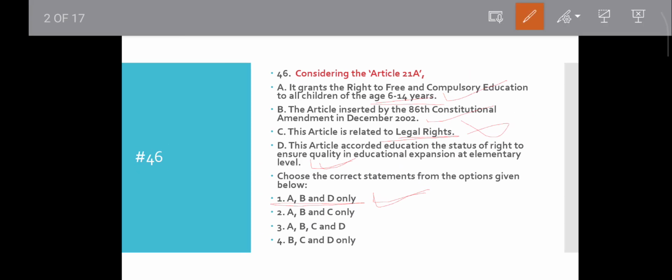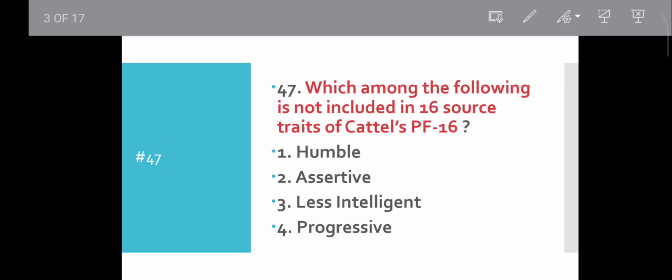Question number 47. Which among the following is not included in 16 source traits of Cattell's PF 16? Personality factor 16. Which is not included in it? Humble, assertive, less intelligent, progressive. Among which one is not?